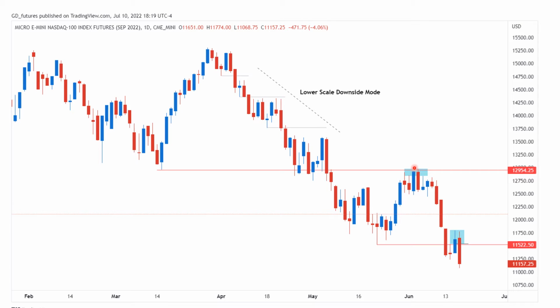So what we're going to do in the next slides is go into these blue rectangles that I have marked out here. And I want to show you what those look like on the lower time frame, so you can start to piece together how scale is important and how it's used.